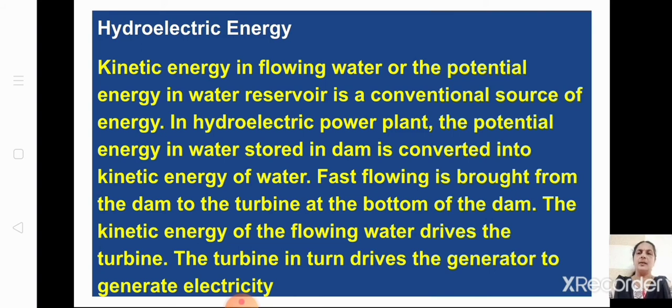When the water is released from the dam, this potential energy is converted into kinetic energy, and the fast flowing water moves very fast. There is a turbine kept below the dam. The turbine rotates, and the kinetic energy is converted. It drives this turbine, and this turbine in turn drives the generator to generate electricity. So what is the main concept here? Stored water has potential energy. When water is released, it becomes kinetic energy. And when it falls on the turbine, this kinetic energy rotates the turbine, which is connected to the generator to produce electricity.